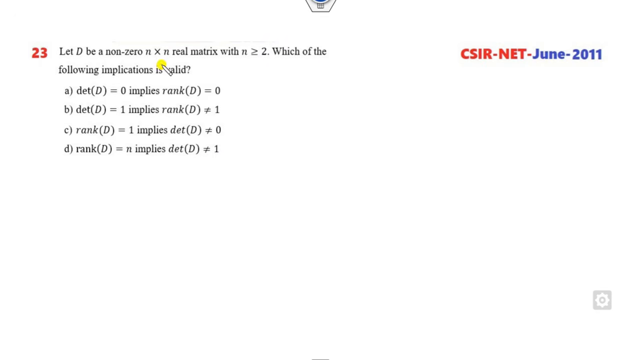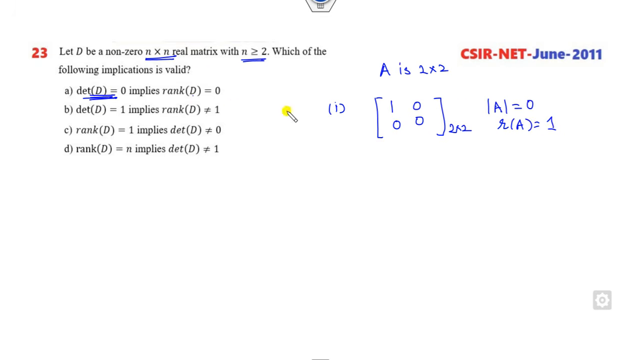Okay, now look at this one. Again it's n cross n and n is 2. So I can simply take a 2 cross 2 matrix. Fine. Now think about the first option. Determinant is 0. So what can you think about that? This is a 2 cross 2 matrix which clearly says that the determinant of this matrix is 0, satisfied. What is the rank? Rank of this matrix is 1, which is non-zero. First option cancel out. Again you can see the rank is 1. This example again satisfied. What is the determinant? The determinant of this is 0, but he said non-zero. This option also cancel out.